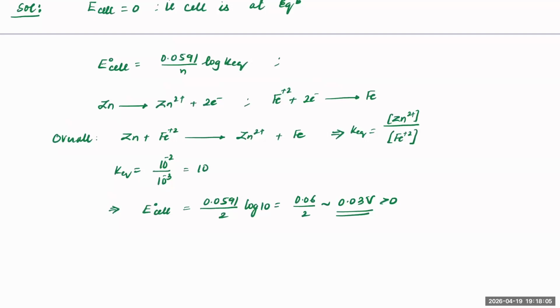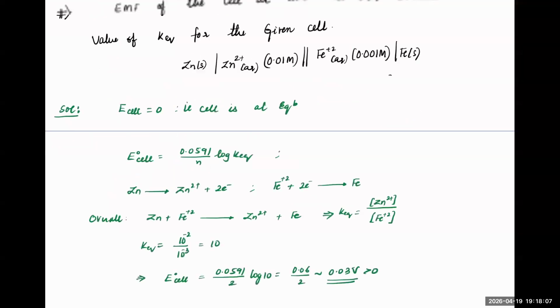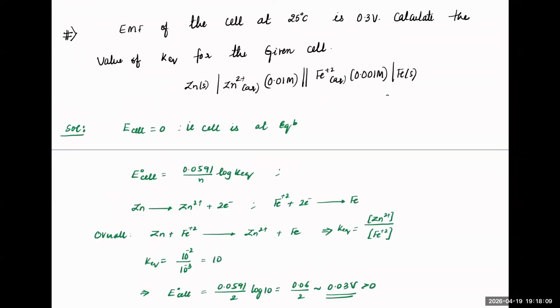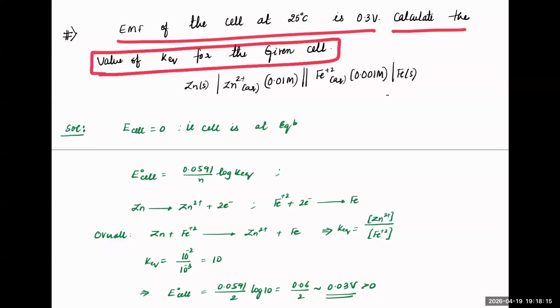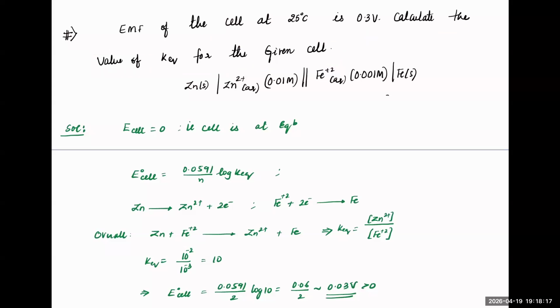Okay. Now I made one mistake here. So here the EMF of the cell is given. Calculate the value of K equilibrium for the given cell. Got it? This is assuming E naught cell is 0 at this particular value, isn't it? I was assuming that these are the concentrations at equilibrium.